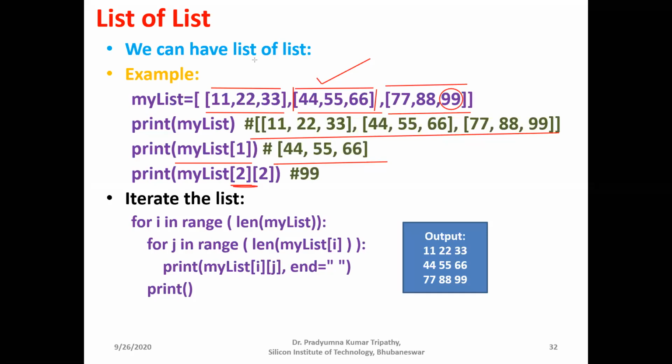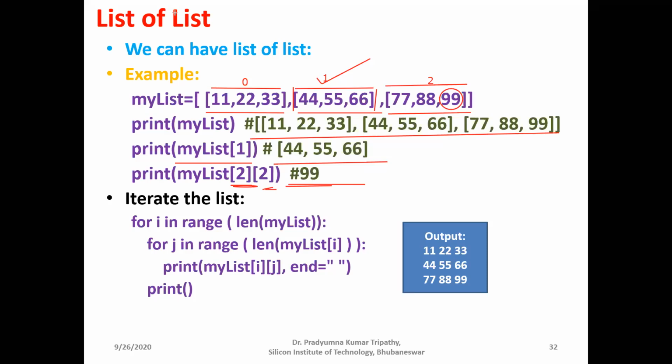This is the 0th index. This is index 1, and this is index 2. Correct? Index 0, index 1, and index 2. In index 2, there is again 0 index, 1 index, and 2 index. What do I want to get? I want to get index 2 of 2. So I'll write 2 over here, and I will get 99.